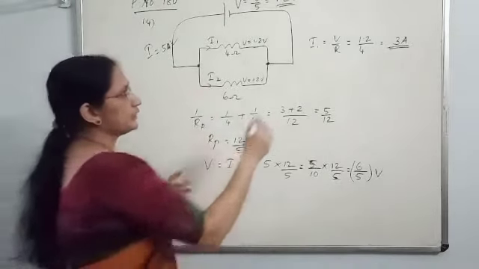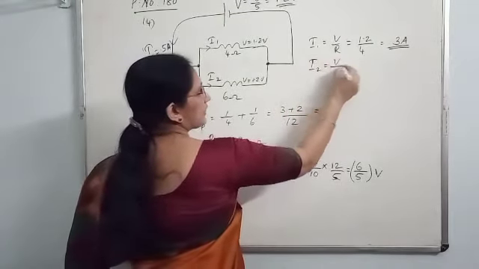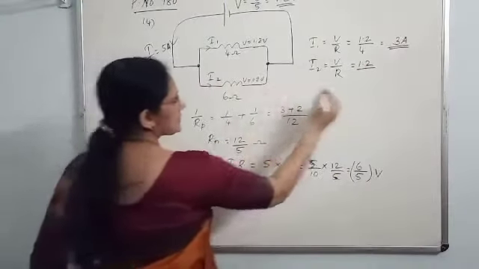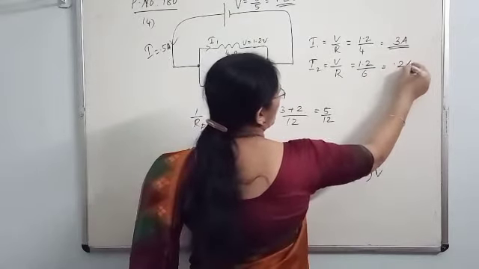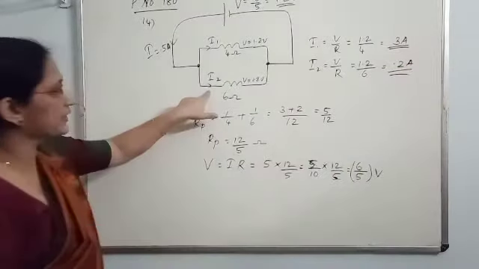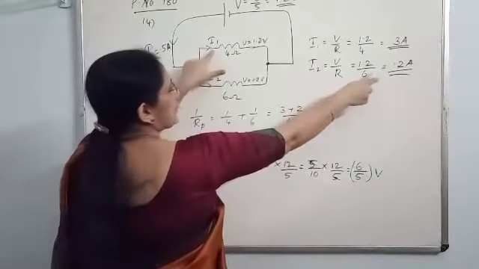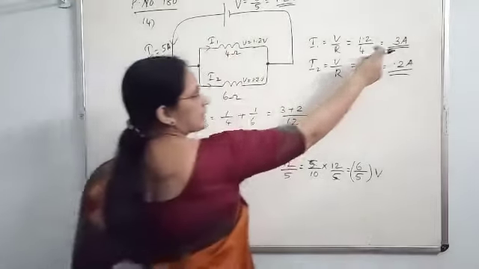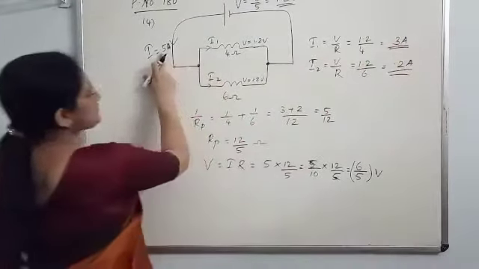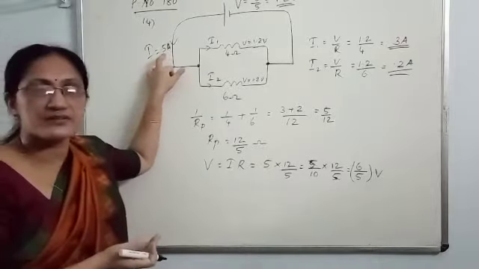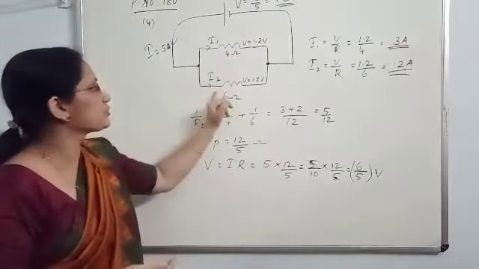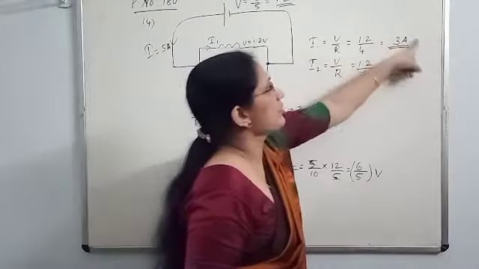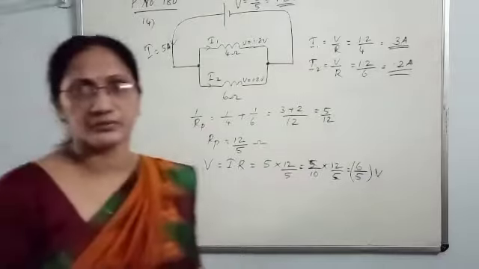Then how will you find out I2? Again V by R. V is 1.2, R is 6. That means 0.2 ampere. Current in this branch is 0.2 ampere. Current in this branch is 0.3 ampere. When you add these two branch currents, you will get 0.3 plus 0.2, that is 0.5. So you can confirm that your answer is correct. The sum of these two branch currents becomes equal to the main current.